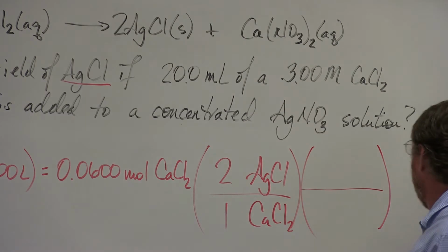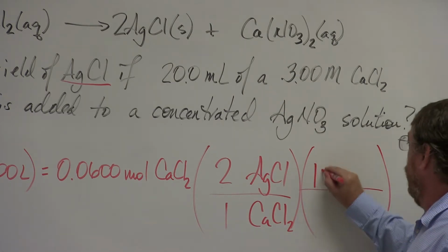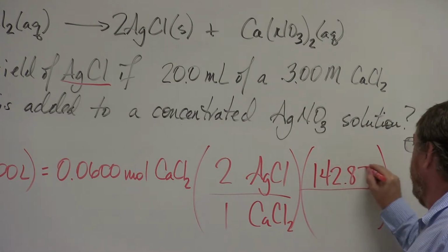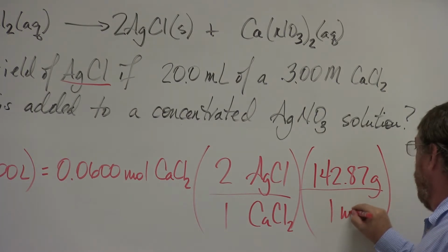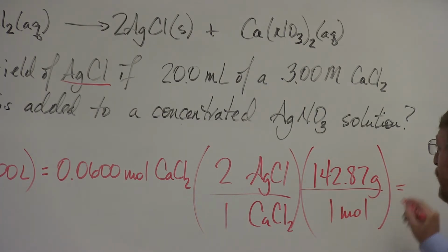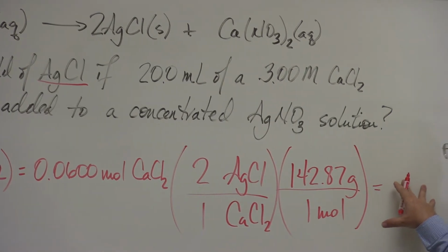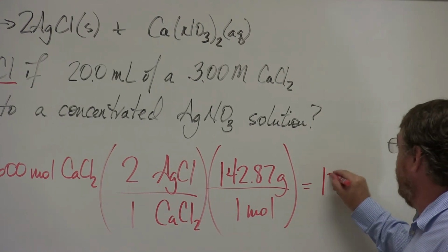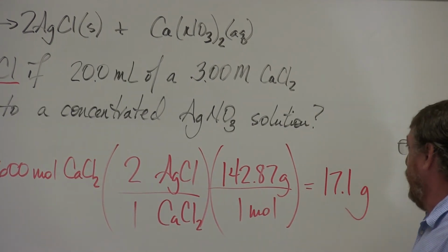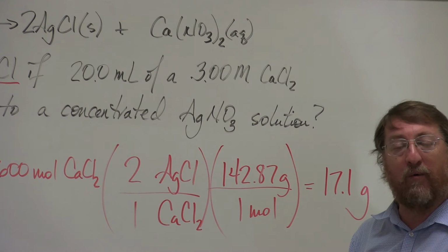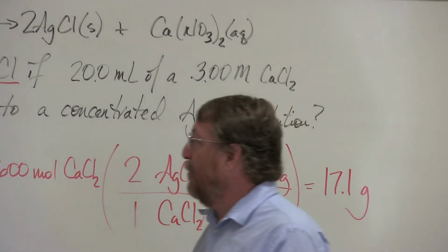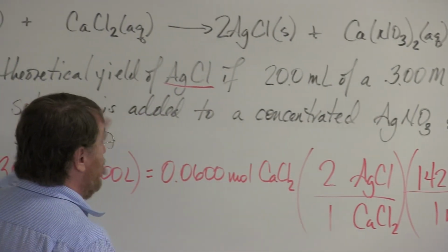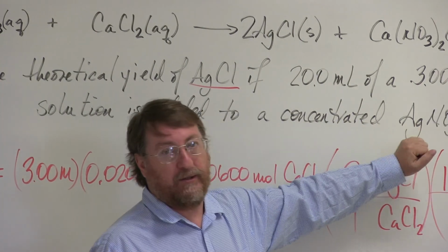Since I want the theoretical yield, I want the molar mass, 142.87 grams per mole of silver chloride. Punch into my calculator. And I will have the mass of silver chloride produced, at least the theoretical yield of the mass, which is 17.1 grams. So 17.1 grams of silver chloride would be produced in this reaction as long as we have a concentrated silver nitrate solution.